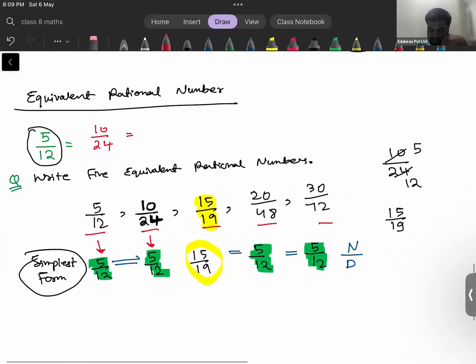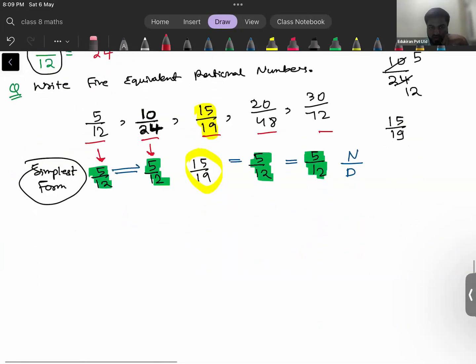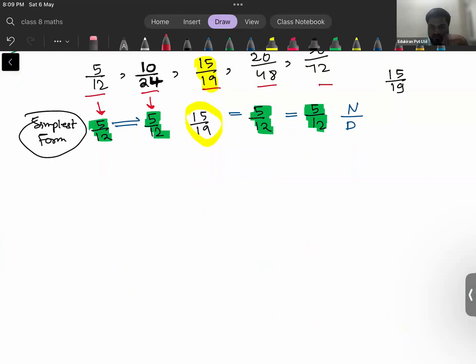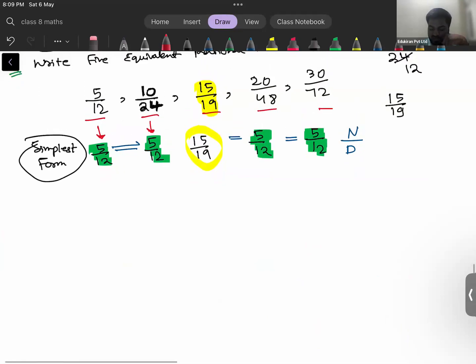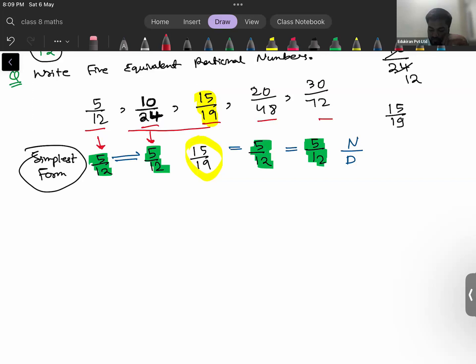You can write right now. Okay, so take your time and write the 5 values here, apart from what I have taken here. You don't have to take these values.